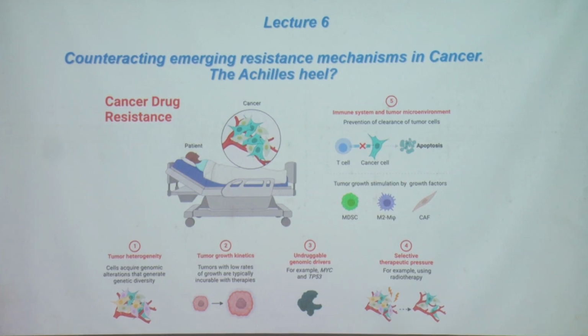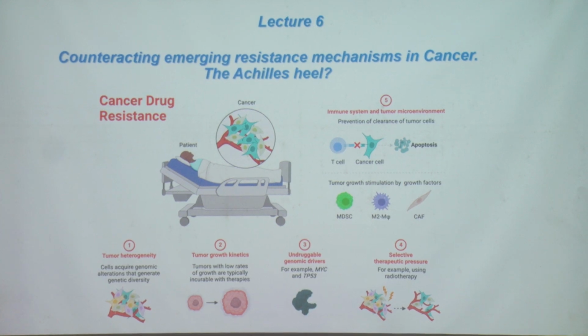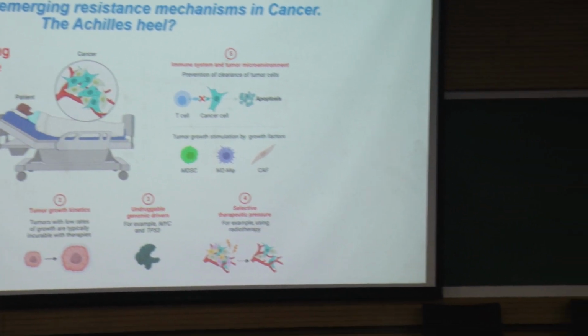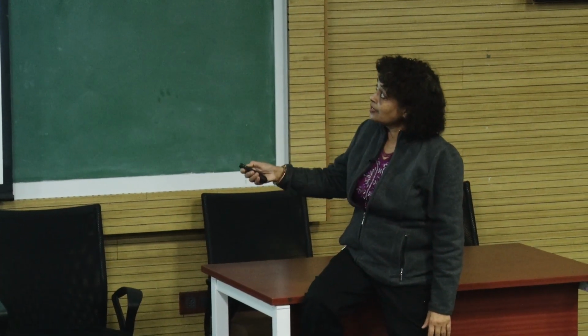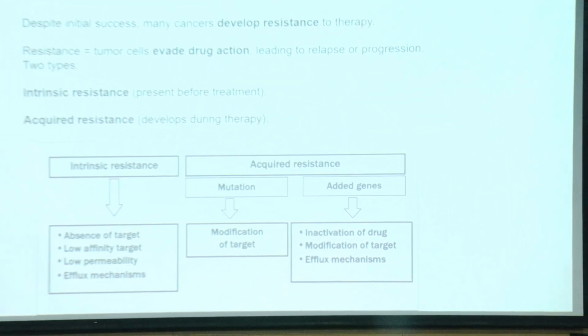So the normal cells don't have that new path, but this new path may also have its own weakness. And if you can identify that weakness, then you can attack it. That is what is meant by Achilles heel here. So there are two kinds of resistance in cancer: intrinsic resistance, and acquired resistance.